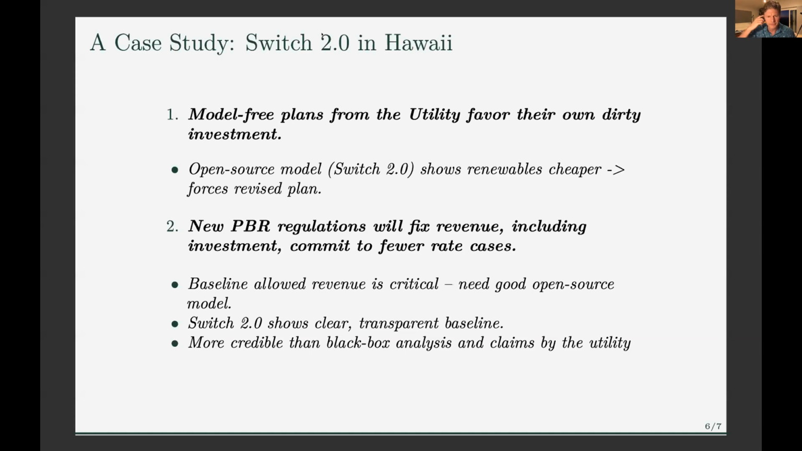So now we're in the process of new performance-based regulation. The performance-based regulation basically sets a cap for the amount of revenue, a form of revenue decoupling, but it expands the cap to include investment, which it didn't before.